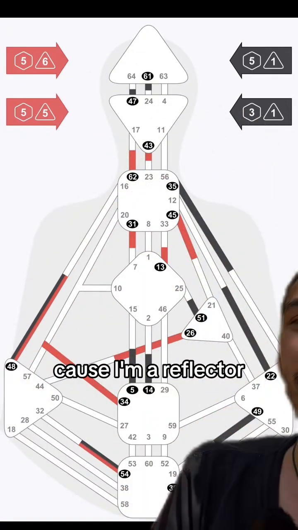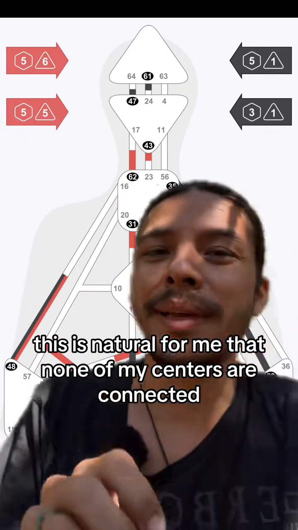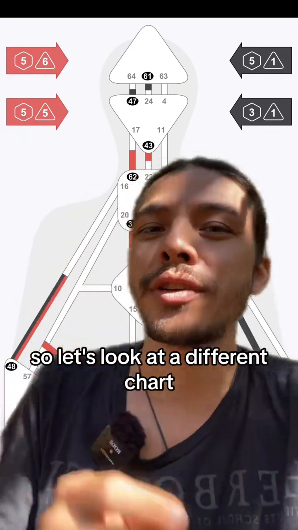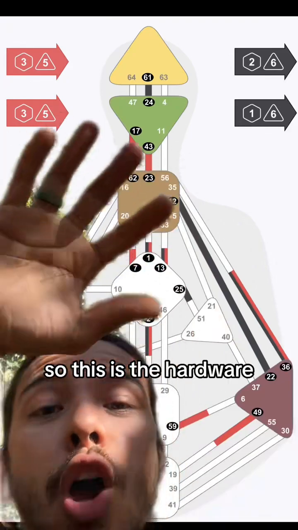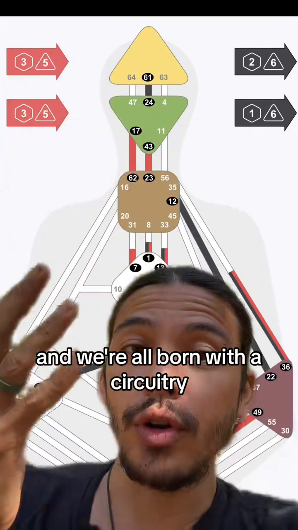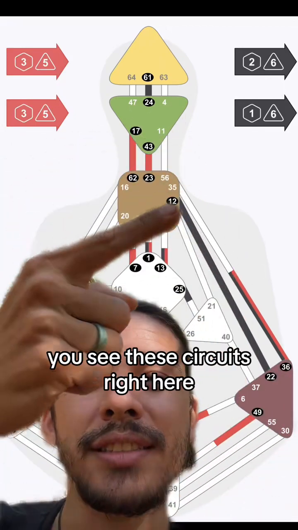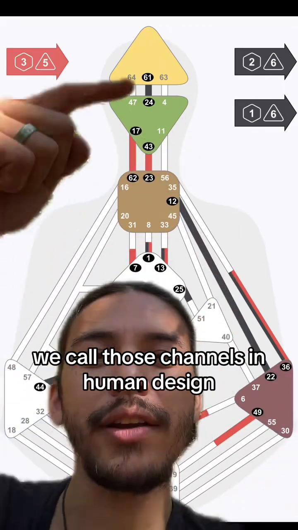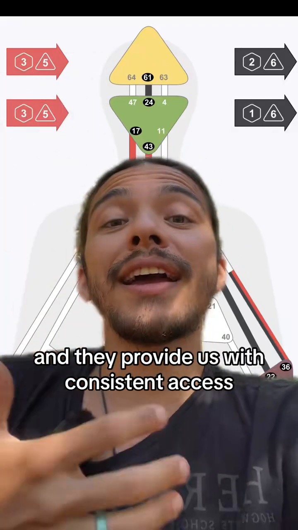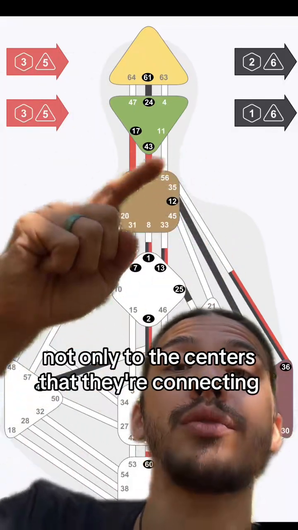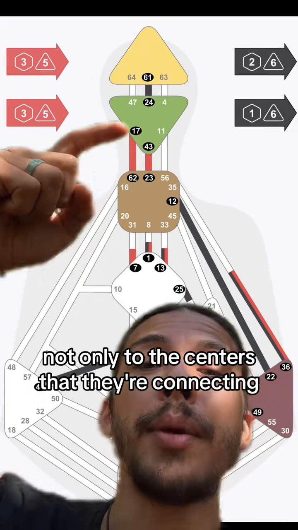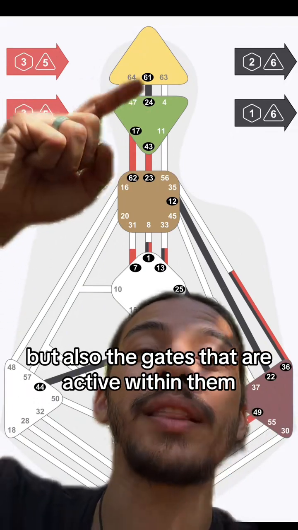I'm a poor example because I'm a reflector. This is natural for me that none of my sensors are connected. So let's look at a different chart. So this is the hardware, and we're all born with a circuitry. It's gonna look different. But the circuits, you see these circuits right here? We call those channels in human design, and they provide us with consistent access, not only to the centers that they're connecting, but also the gates that are active within them.